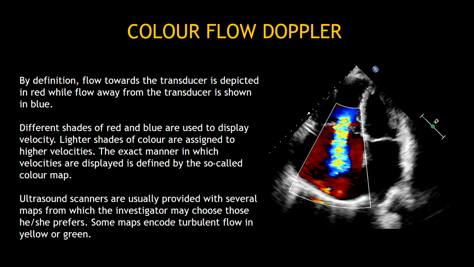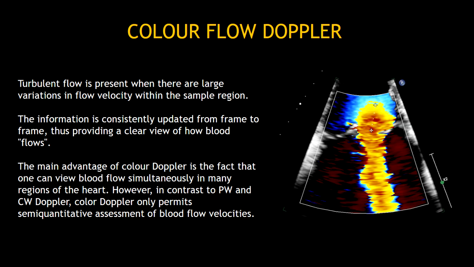Ultrasound scanners are usually provided with several maps from which the investigator might choose. Some maps encode turbulent flow in yellow or green. Turbulent flow is present when there are large variations in flow velocity within the sample region. The information is consistently updated from frame to frame, providing a clear view of how blood flows.